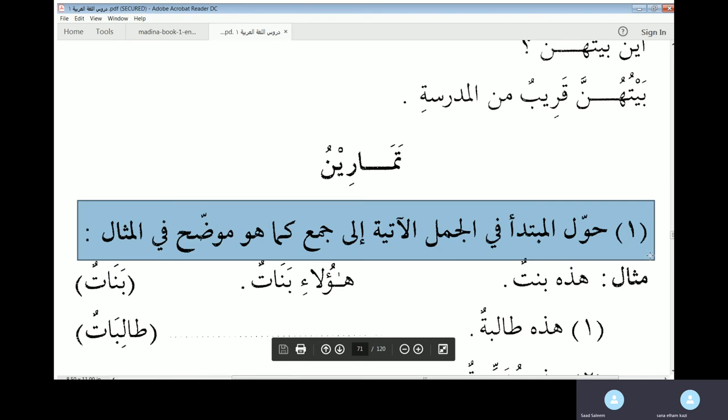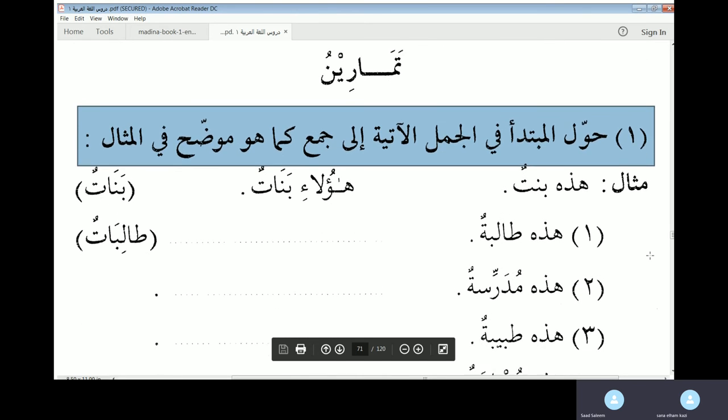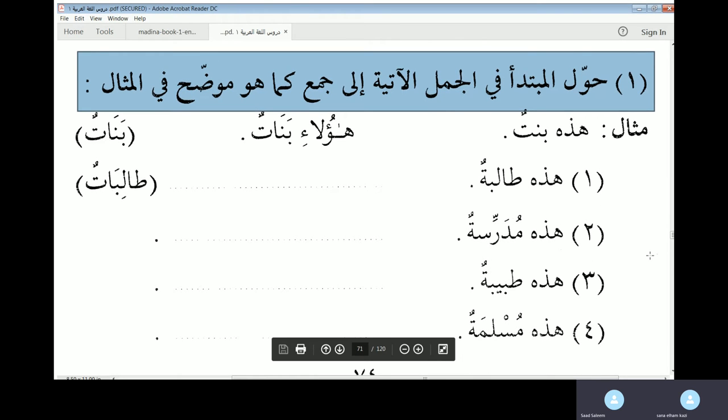Next. قول المبتدأ في الجمل الآتية إلى جمع كما هو موضح في المثال. So how will we change the subject in the following sentences to plural, as shown in the example.